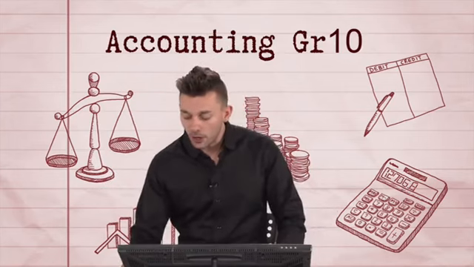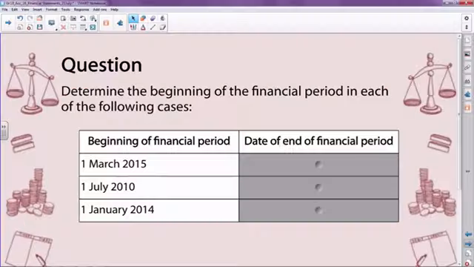But now, after these, let's see if you can get to the end date. So again, let's look at a question. Determine the beginning. I just want to fix this. It should not be beginning, it should be the end. The end of the financial period in each of the following cases. And again, here's your column for the end period.